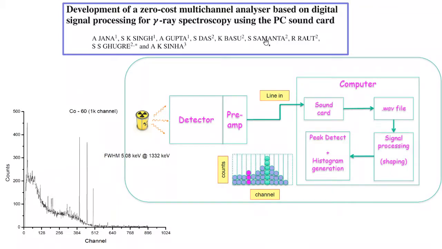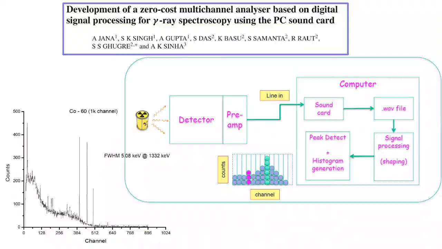So all that the universities today need is a detector which all of them have, a source which all of them have, and a PC which is there even nowadays when kids are doing programming. So we put this together and have come up with a zero cost multi-channel analyzer, which should address some of the limitations that people face in running a postgraduate course.